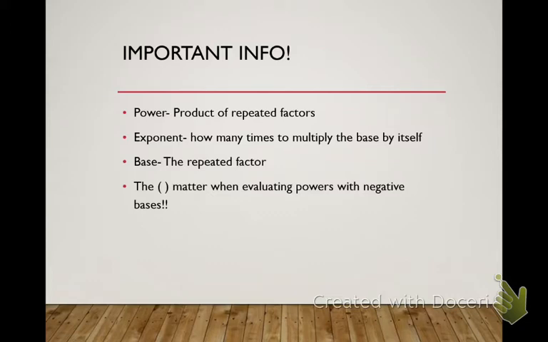So a power is a product of repeated factors. Okay, so product is the answer. All right, so we'll see that in a minute. Exponent tells me how many times to multiply the base by itself. So one of the most common mistakes that I see is you see 2 to the 4th power and they do 2 times 4. All right, instead of 2 times itself 4 times. The base is the factor that will be repeated.